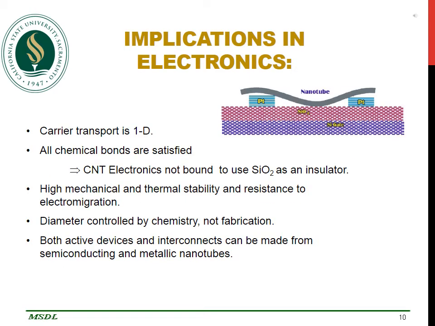Implications of CNT in electronics. First of all, the carrier transport is one-dimensional. All the chemical bonds are satisfied, and the CNT electronics are not bound to use SiO2 as an insulator.